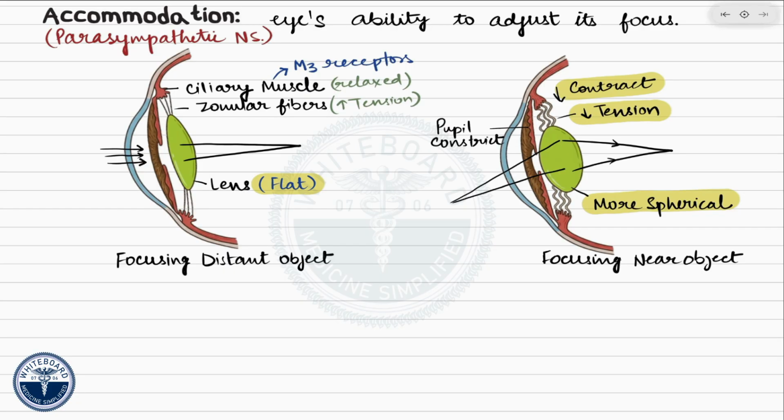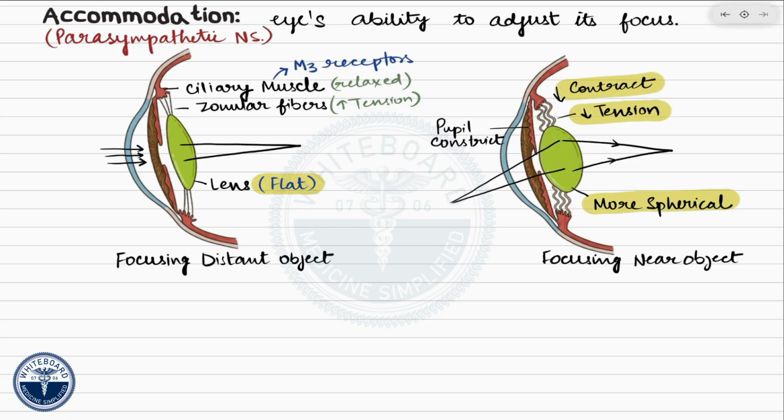Imagine that accommodation were under sympathetic control. During a fight or flight response, sympathetic activation would force the eye into a particular accommodative state. As a result, you might be able to see either distant objects clearly or nearby objects clearly, but this would make it harder to quickly shift focus between near and distant objects. This could become problematic in a dangerous situation where you may need to look at a nearby obstacle one moment and a distant threat the next.